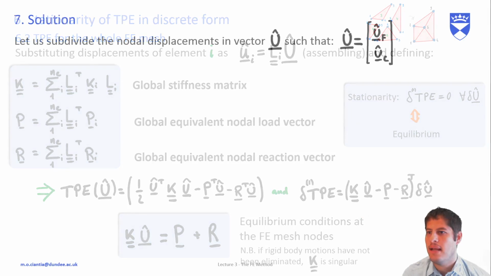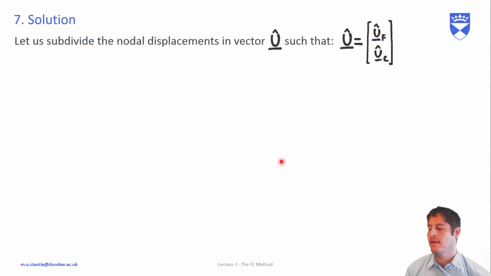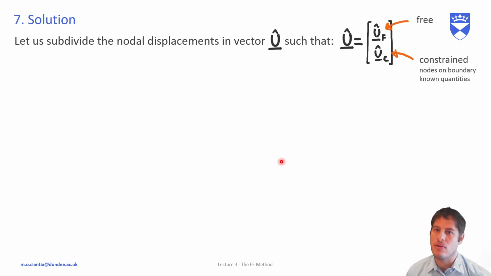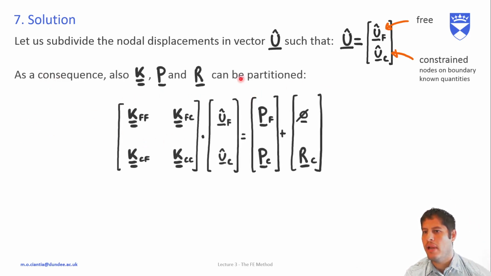So the last step is the solution. How do we get the nodal displacements from that system of equations just represented? Well, first of all, we subdivide the nodal displacement vector U such that we have the free nodes and constrained nodes separated. If we put the free nodes at the top of this vector and the constrained ones at the bottom, then we can partition K, P, and R accordingly. So we will have the system that will look like this.